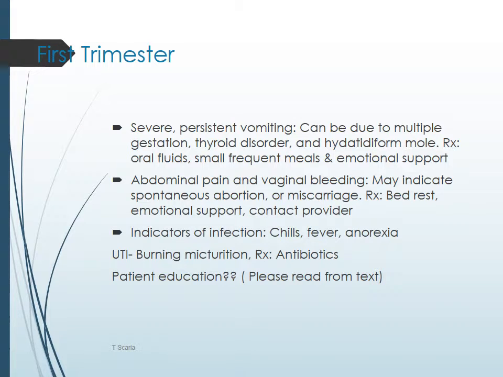Abdominal pain and vaginal bleeding may indicate spontaneous abortion or miscarriage. The management is bed rest, emotional support and contacting provider. Indicators of infection are chills, fever and anorexia, and UTI may also occur, and this is usually accompanied by burning micturition and or fever, and they're usually treated with antibiotics. We need to educate the patient, and please read from the textbook.